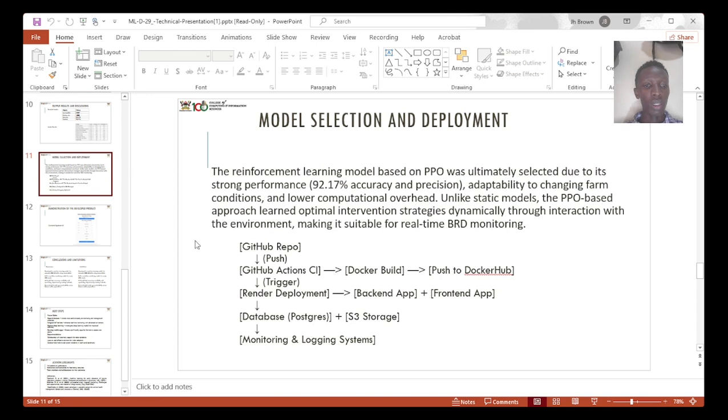Among how we deployed, we uploaded our repository on GitHub. Then it was cloned and dockerized, then pushed to Docker Hub. Then we deployed using Render.